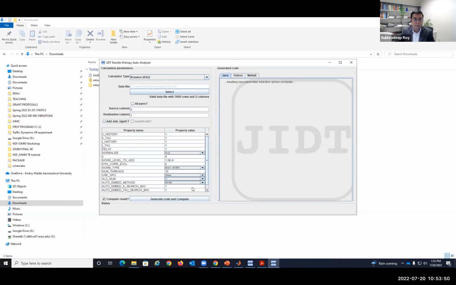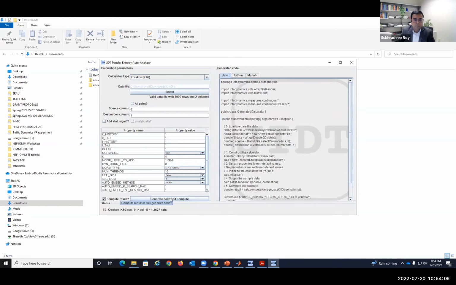And here are all the parameters that you can control. In the presentation, I showed you a first order Markov process, but you can have it as a higher order. So you can change the parameters over here, K history. But let me show you what happens if I click on this button, generate code and compute. It provides me the transfer entropy value. It shows that we have used the Kraskov estimator, and from X to Y, it has computed a value of 1.2627 natural units, so log base e.